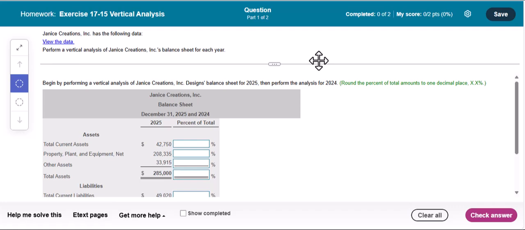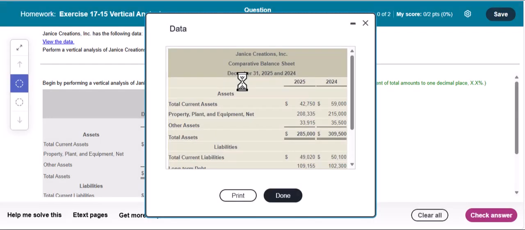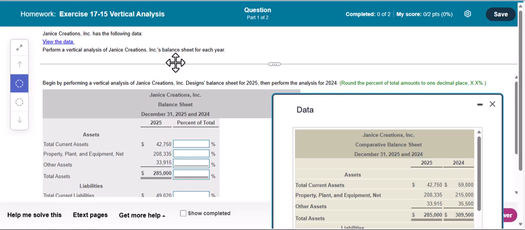Exercise 17-15 Vertical Analysis. Janus Creations Inc. has the following data. Open up the data here. Perform a vertical analysis of Janus Creations Inc.'s balance sheet for each year. Begin by performing a vertical analysis of the balance sheet for 2025 and perform the analysis for 2024. Round the percent of total amounts to 1 decimal place.